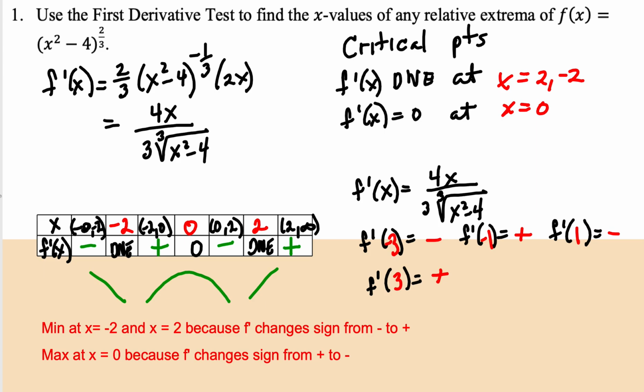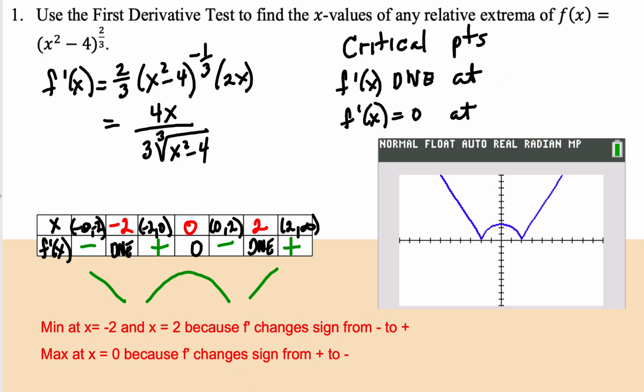So I can now say that I have a minimum value at x equal to negative 2 and 2 because f prime changes sign from negative to positive, and I have a maximum value at x equal to 0 because f prime changes sign from positive to negative. I provided the graph here, and you can see that it is a continuous function. It's just that there is no derivative at these points, negative 2 and 2.